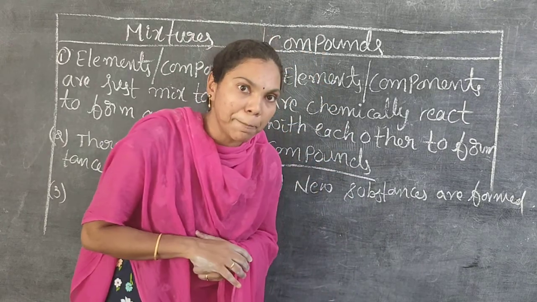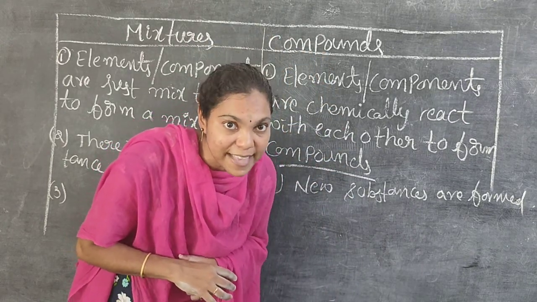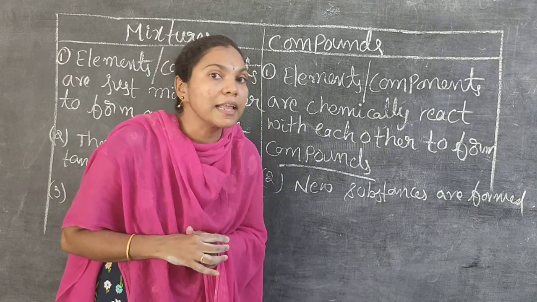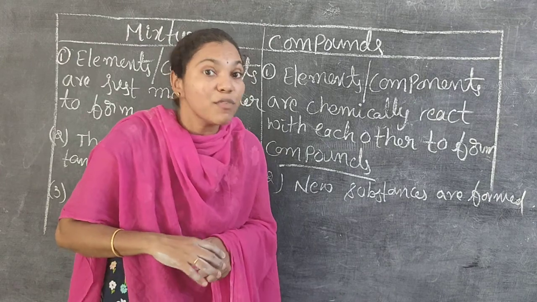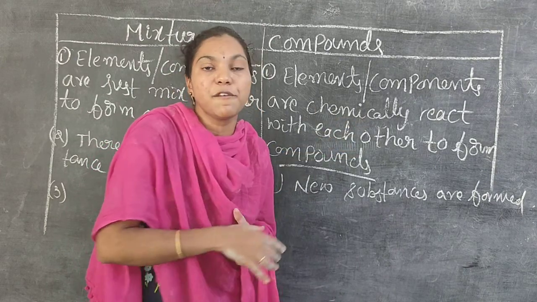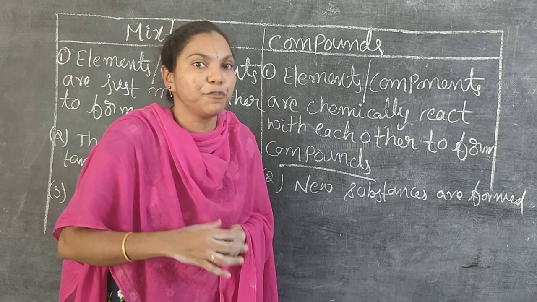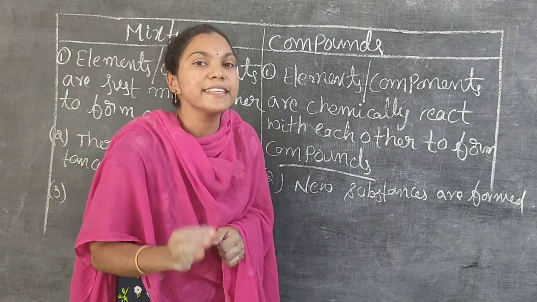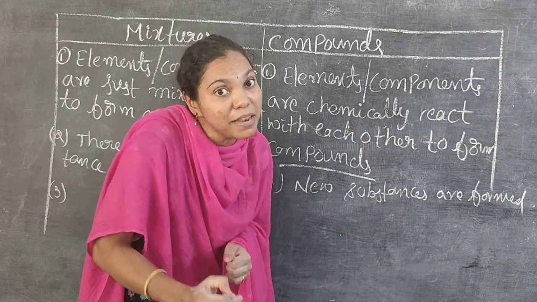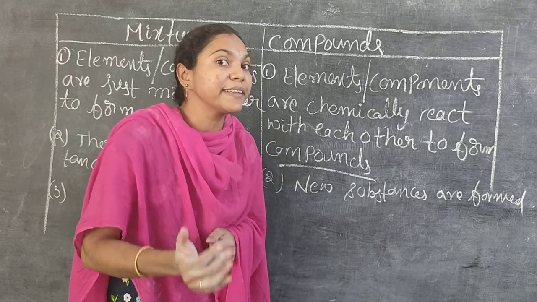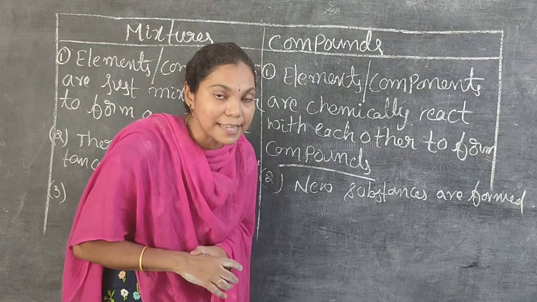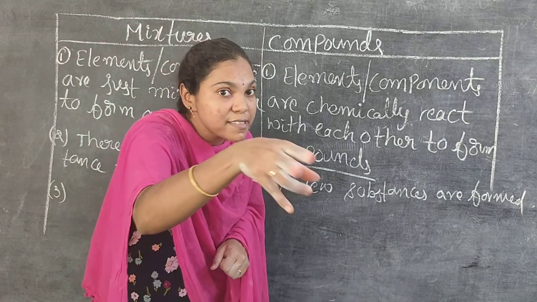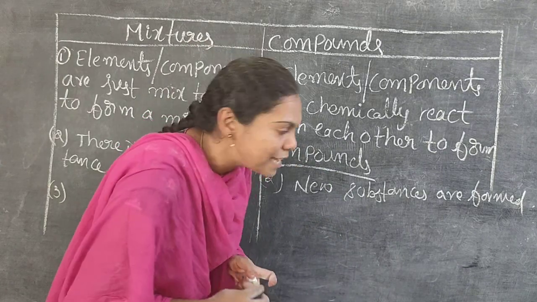But in compounds, the new substance's properties are entirely different from the constituent substances or the present substances. For example, copper's properties are different, copper oxide's properties are different. Do you understand my point? In mixtures, the properties of the mixture always resemble or show the properties of the constituent particles. But in compounds, the properties of the new substance are always different from the constituent particles.